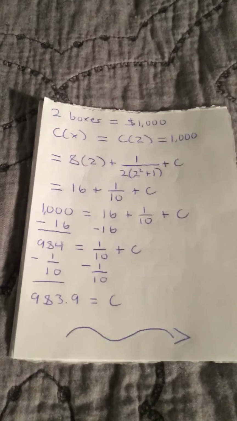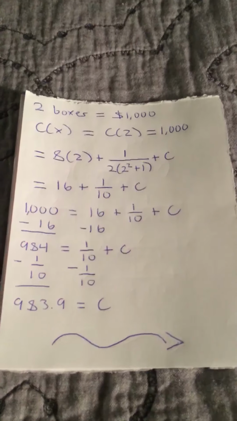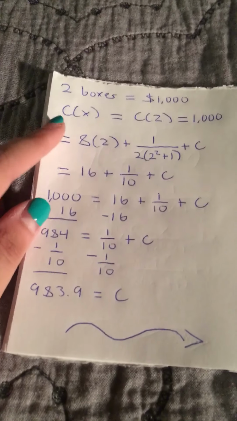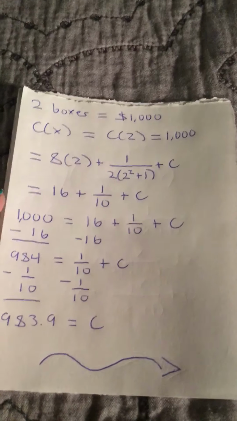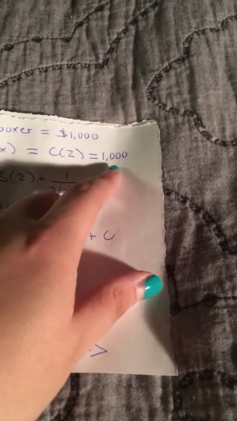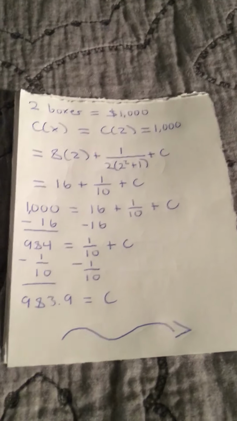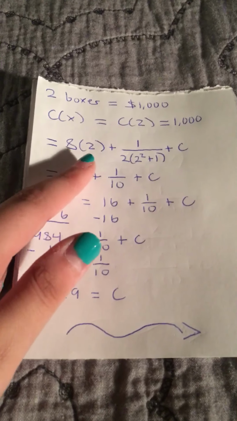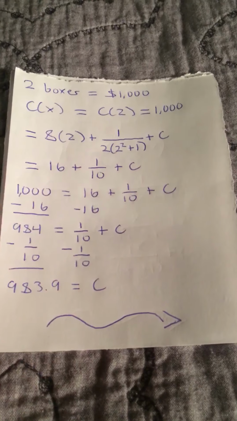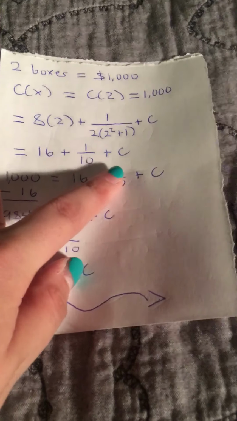So now we go back to the original question, and we know that 2 boxes equal $1,000. So we're going to take C of x, which would equal C of 2, which in reality would equal 1,000. We'll want to remember that for later on. Okay, so this is my favorite part because it's super easy. All you have to do is plug in 2 into x and then simplify.